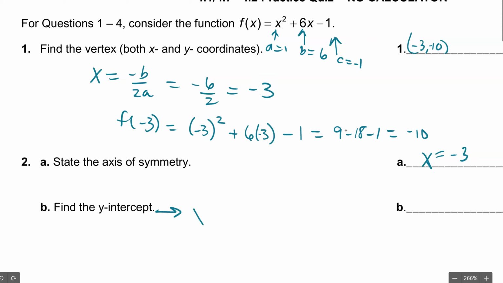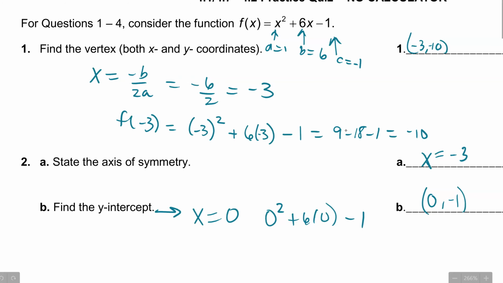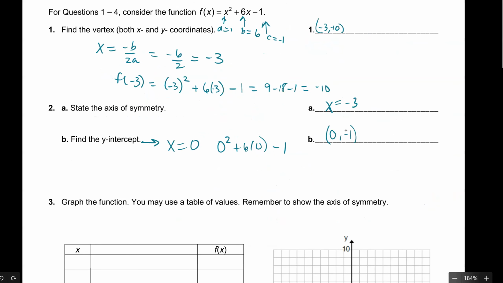Find the y-intercept, plug in x equals 0. So you have 0 squared plus 6 times 0 minus 1. So it's just going to be 0 comma negative 1. That's the y-intercept. Oh, you plug the y in. You just do y equals -1.